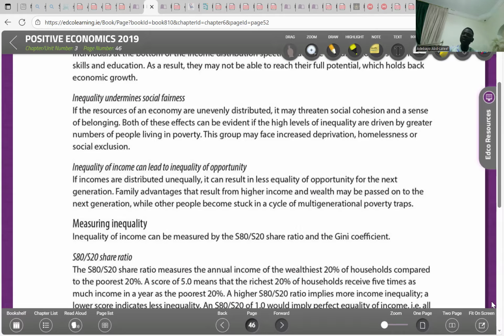Yeah. And the third one, it leads to inequality in opportunity, as those with low income may stay in the poverty trap.